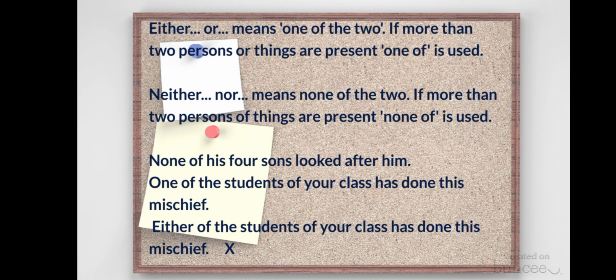For example, none of his four sons looked after him. See here, four sons, not two, more than two. That's why here we have used none of. Again, one of the students of your class has done this mischief. Again, in the class so many students are there, so we have used one of the. If you write either of the students of your class has done this mischief, then it will be wrong. So I have just explained the correct way of writing either or and neither nor.